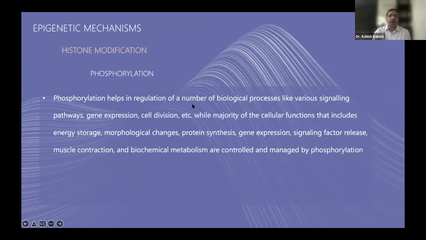Now, phosphorylation again is a very common cellular process, and it can lead to a lot of changes in energy metabolism, morphological changes in the cells, protein synthesis, and gene expression. A lot of tyrosine kinase inhibitors that are in clinical use in fact target these phosphorylation pathways or proteins.